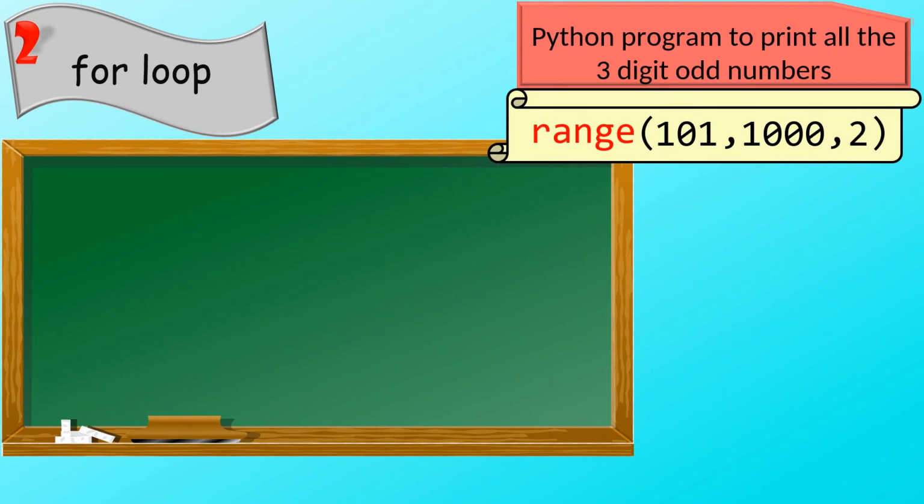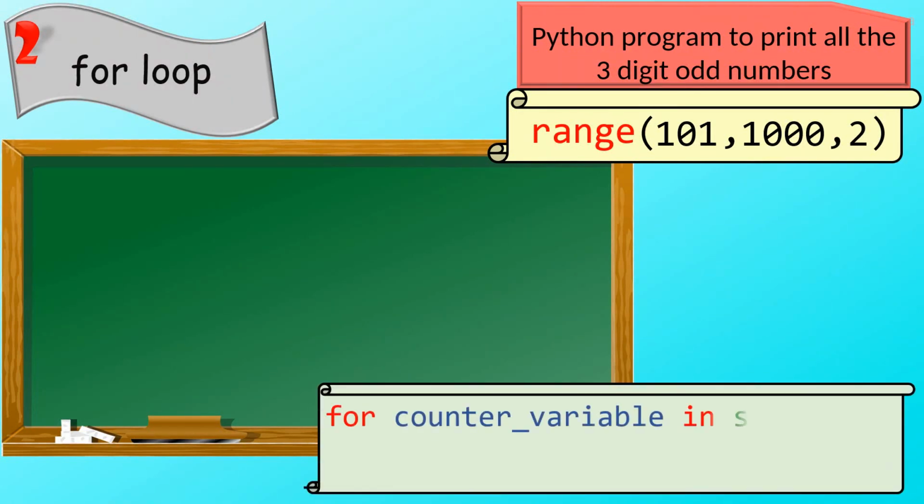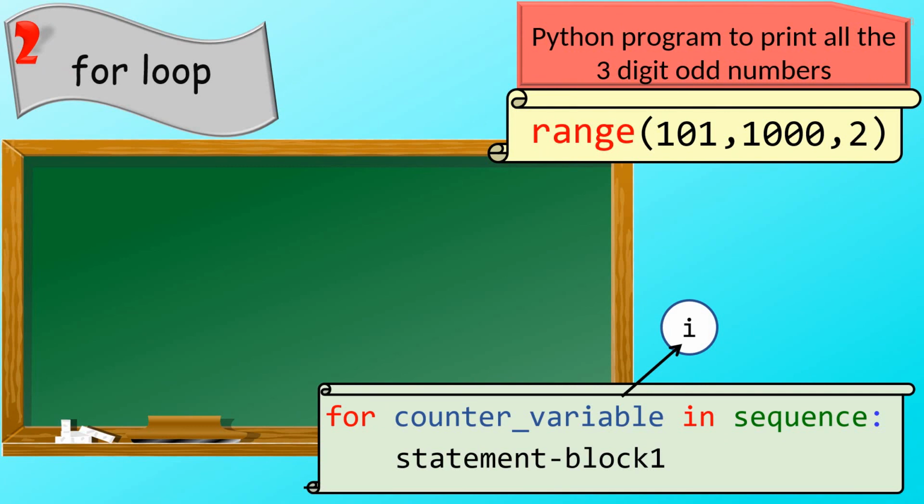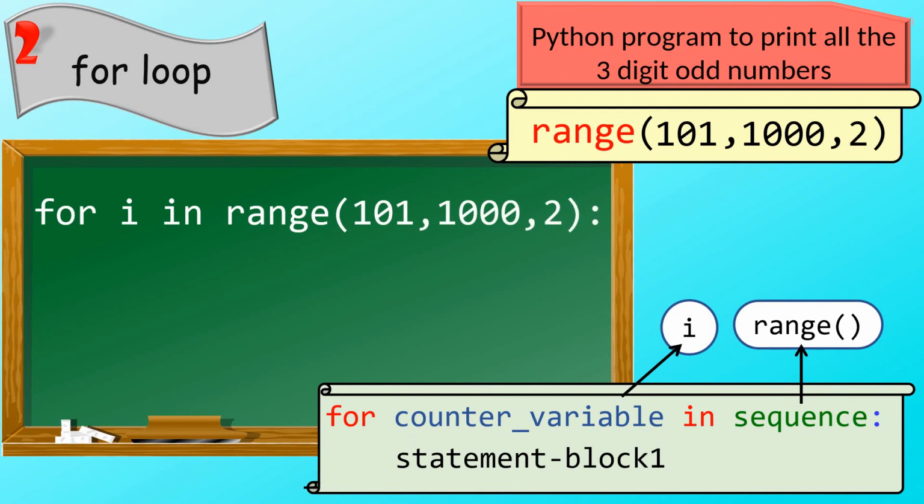Now we will write this program using for loop. Recall the syntax of for loop: for counter variable in sequence, statement block. Here again I am going to use the counter variable as i and the range function in the place of sequence. Therefore, the program will look like this: for i in range(101, 1000, 2) colon, print i.